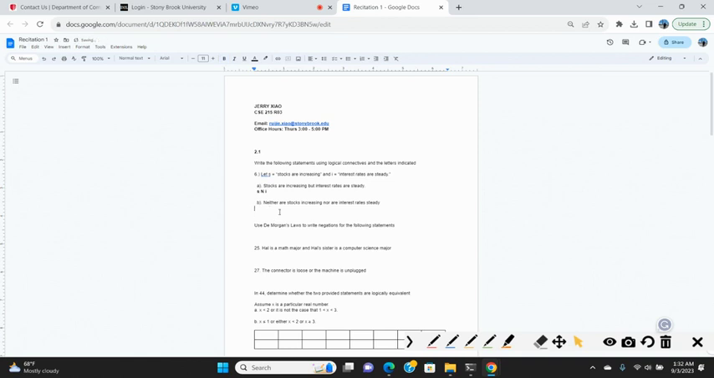So now we go to the second problem, part B, where it is neither the stocks are increasing nor are the interest rates steady. And if we really think about it, what this is really saying is the stocks are not increasing and the interest rates are not steady. So we can write this as the negation of S and the negation of I.